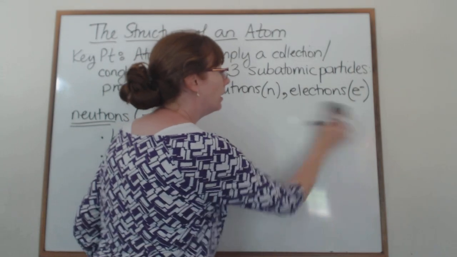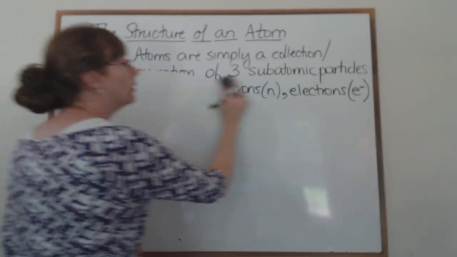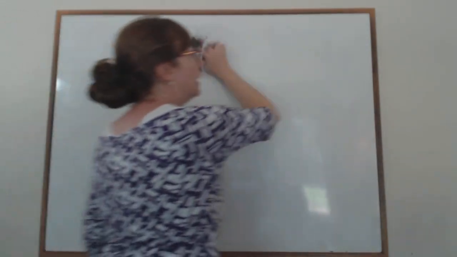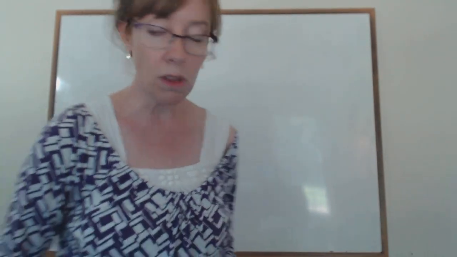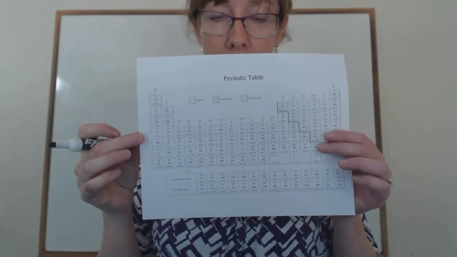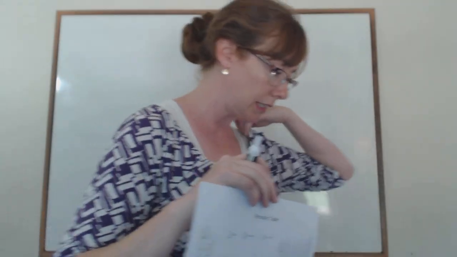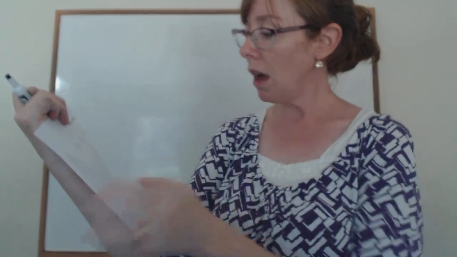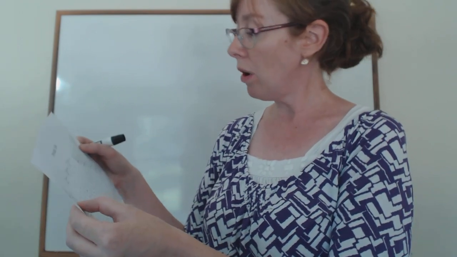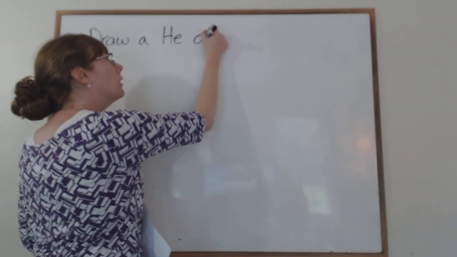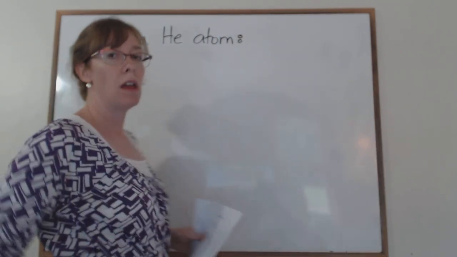All right, so let's go ahead and put all of this together and start drawing some atoms. And I want to go ahead and get your eyes on a periodic table. I'm going to teach a couple new things here. So I've got a periodic table. You can either use that or you can use the one in your textbook. Okay, let's go ahead and draw a helium atom.